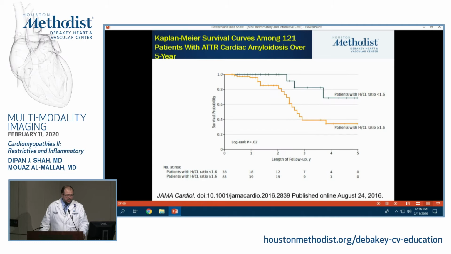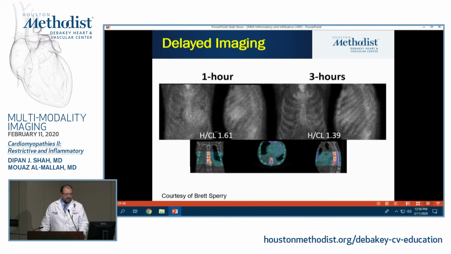Now, there are some issues also in when do we image these patients? Is it early or late? Because some of those people who started the field were imaging at 3 hours, some of them were doing it at 1 hour. So if you read in the literature, you find some papers are at 1 hour, some papers are at 3 hours. So this is a patient at 1 hour. You can see that there is uptake. It's more than the ribs, and the ratio was 1.61.